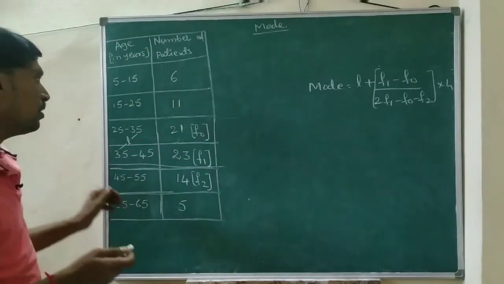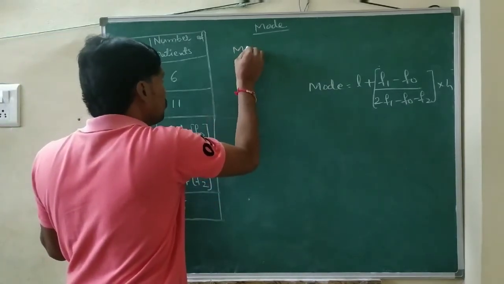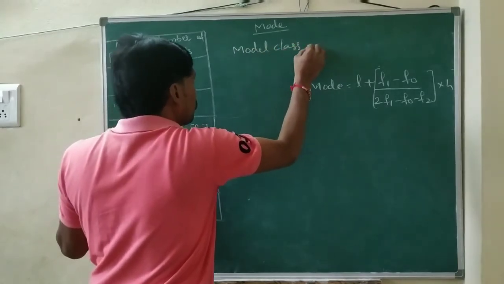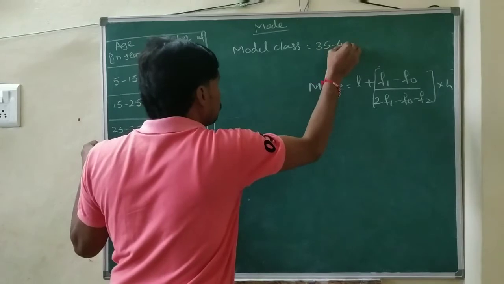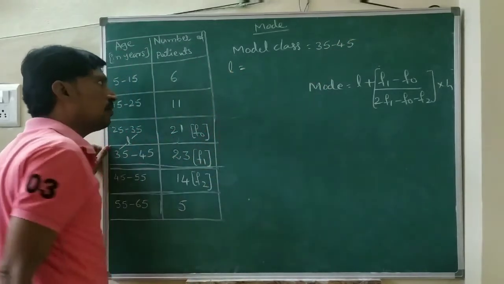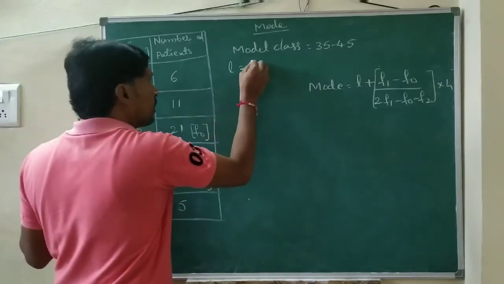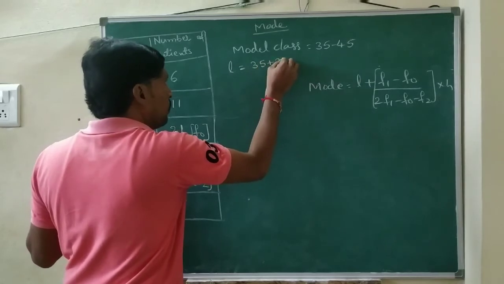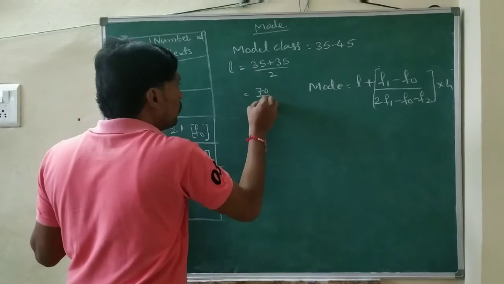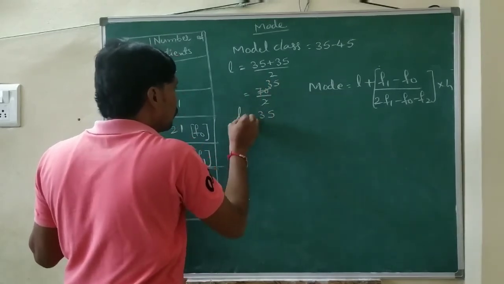First we need to find the modal class. So the modal class is 35 to 45. Next, L, the lower boundary. How do we get it? The average of that class lower limit and the preceding class upper limit: 35 plus 35 by 2. 35 plus 35 is 70, by 2, is 35. The L value we got is 35.